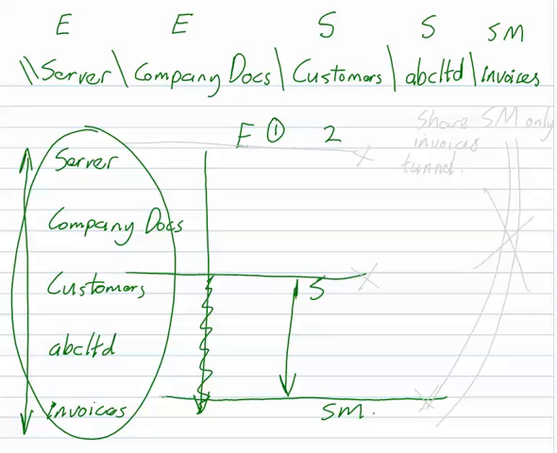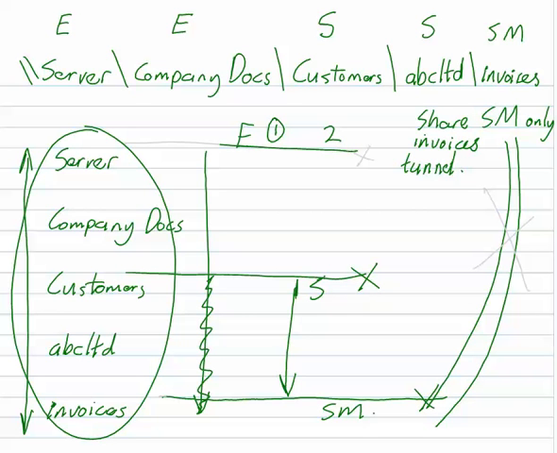So what you would do is create a share for the sales manager only to see invoices, which creates a tunnel through the security. The problem with this is that if any of these change, here, here, or here, then this breaks the share and you'd have to recreate it. Hopefully this has made sense. Thanks very much.